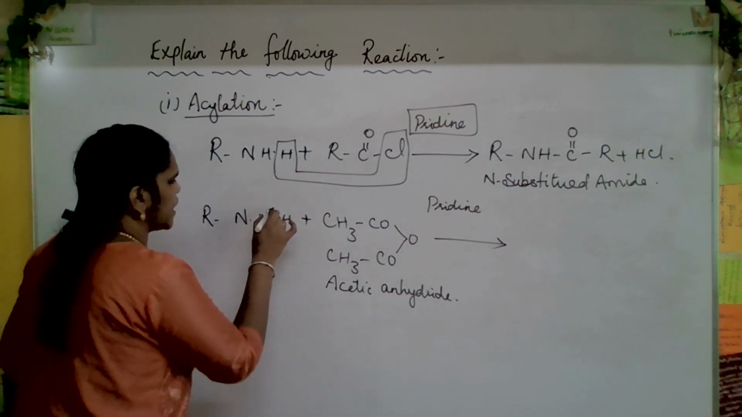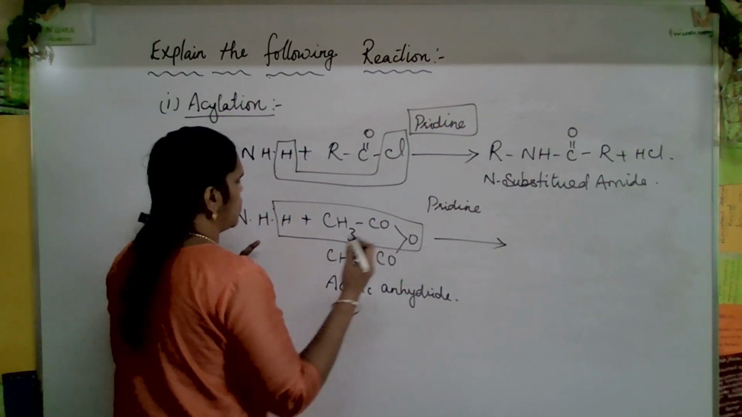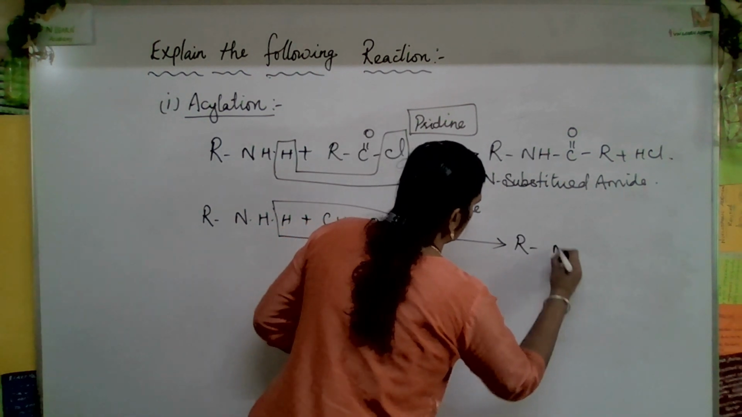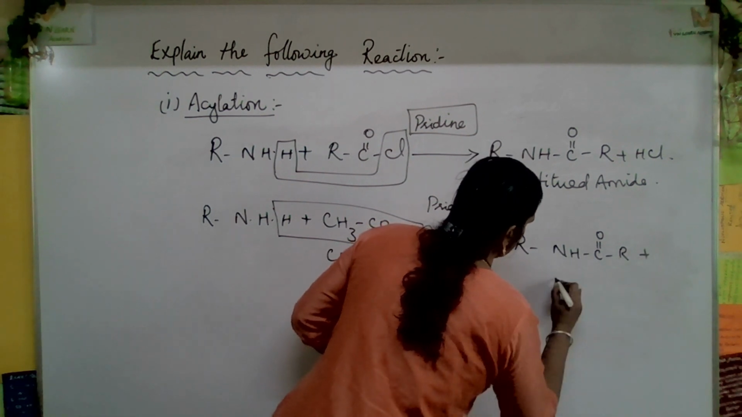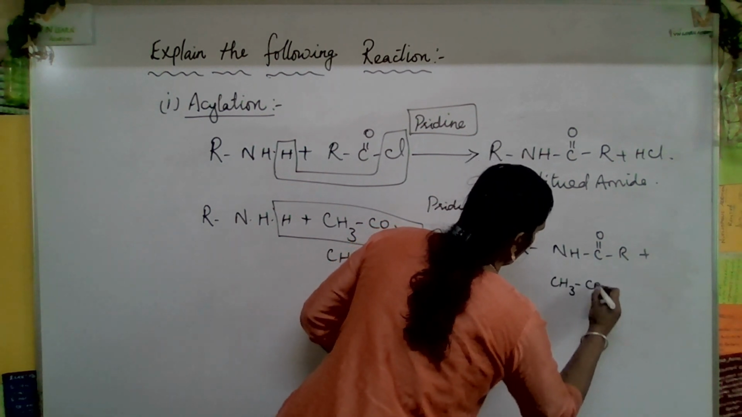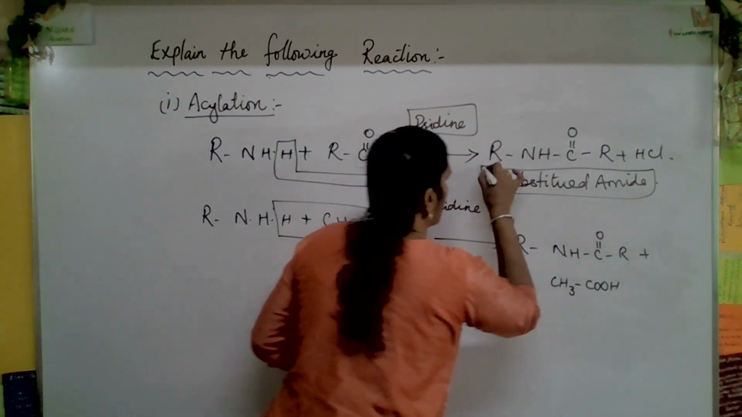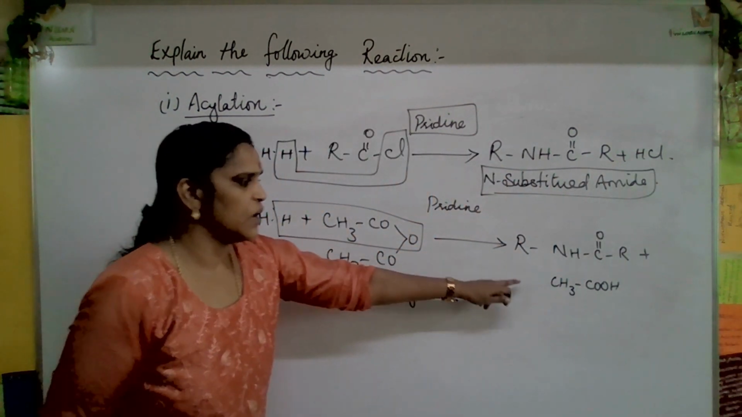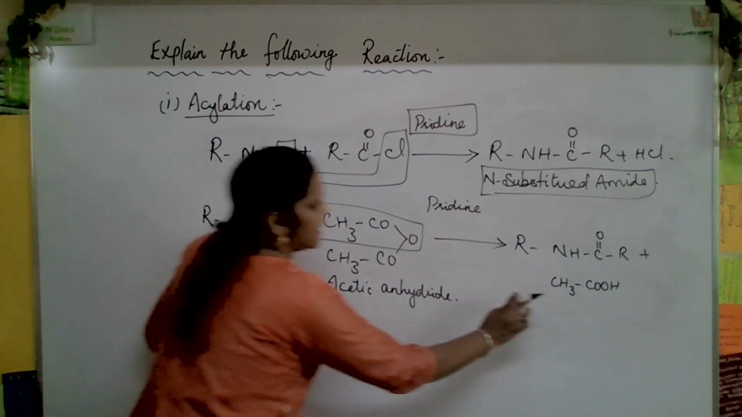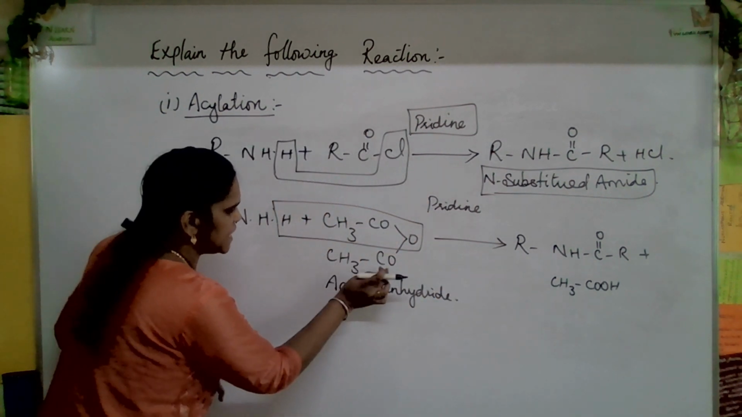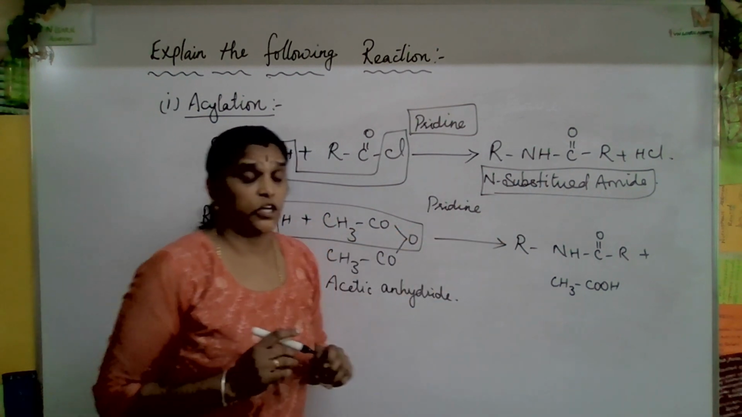So what is the product you will get? Here also you will get the same product only. RNH-C double bond O-R plus CH3COOH, acetic acid. So here N-substituted amide only you will get. Hope you're clear. CH3COOH acetic acid you are getting, then another CH3CO combined with that, you will get N-substituted amide.